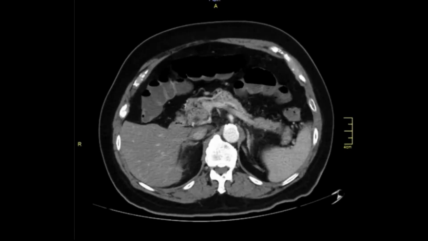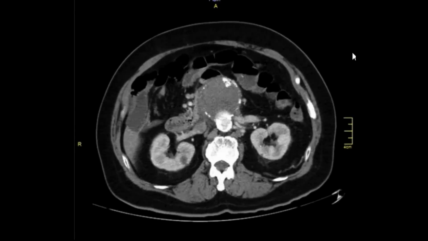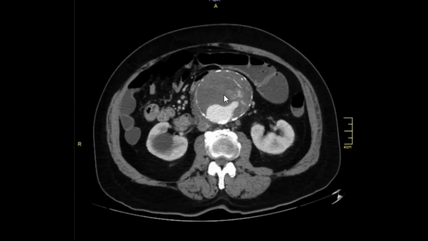The first couple cases are regarding the aorta, and here we see a large abdominal aortic aneurysm with some fissuring of the mural thrombus indicating an impending aortic rupture.